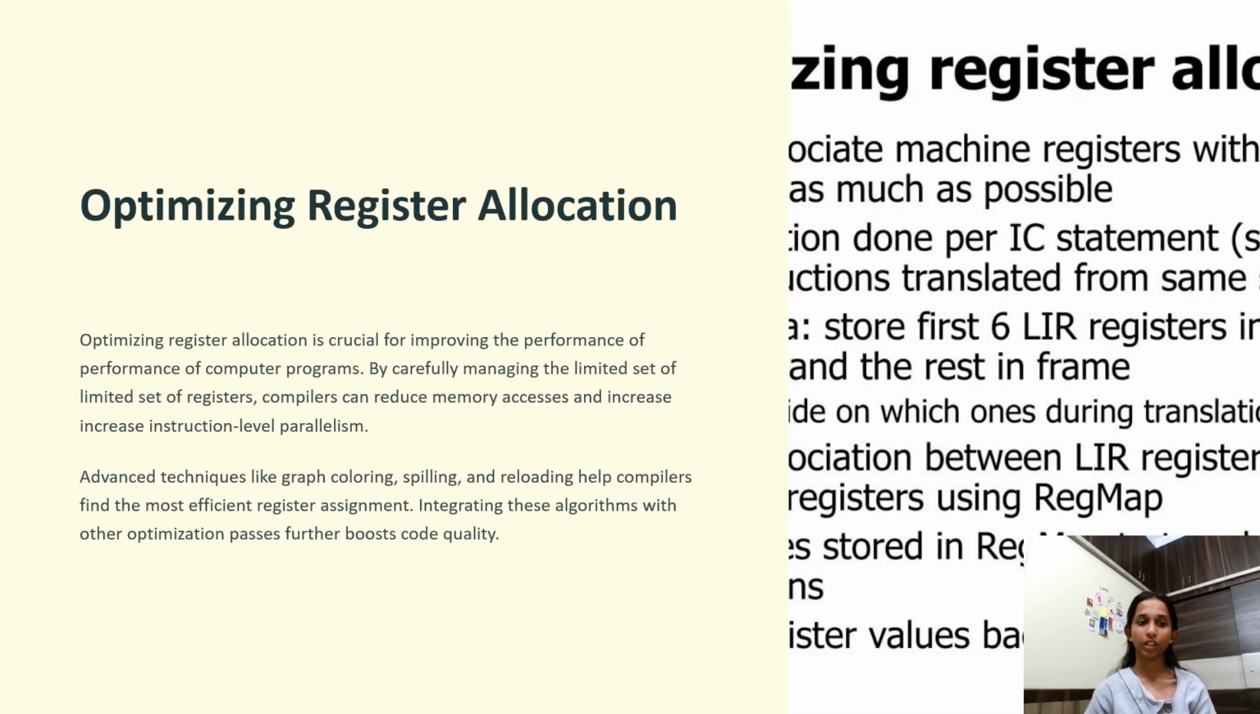Optimizing register allocation. Optimizing register allocation is crucial for improving the performance of computer programs. By carefully managing the limited set of registers, compilers can reduce memory access and increase instruction level parallelism. Advanced techniques like graph coloring, spilling, and reloading help the compiler find more efficient register assignments. Integrating these algorithms with other optimization passes further boosts code quality.